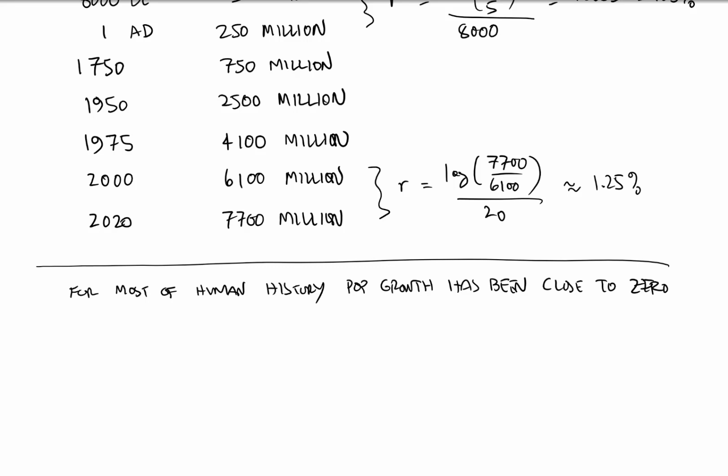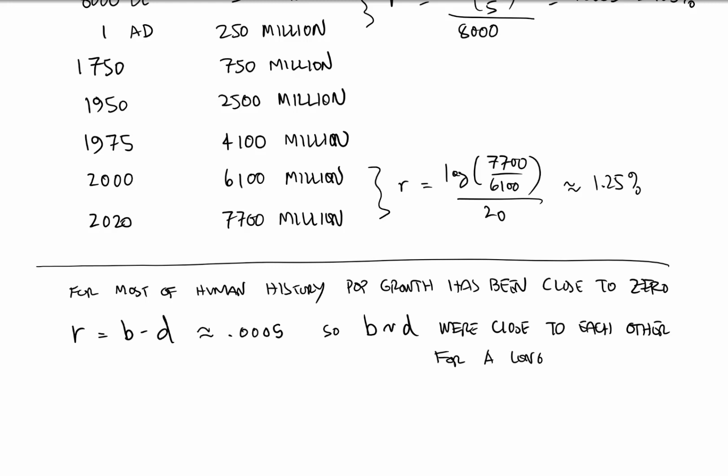So, what did we say earlier? We said that the growth rate R, the natural growth rate, the crude rate of natural increase, is the difference between B and D. So that difference must have been very close to 0.0005. So the birth rate and the death rate were close to each other for a long time. The crude rate of natural increase, our growth rate, was close to zero. That means that B and D had to be close together for a long time.